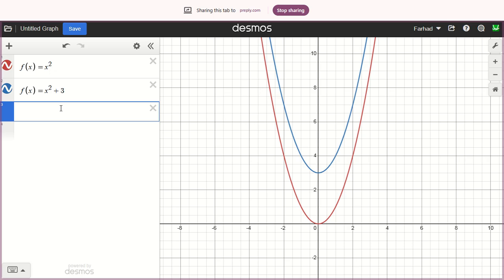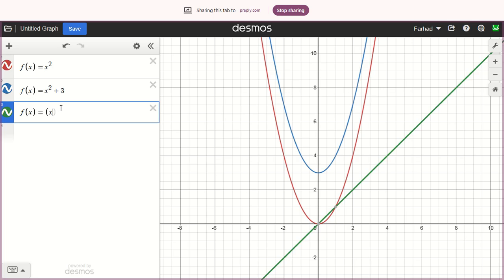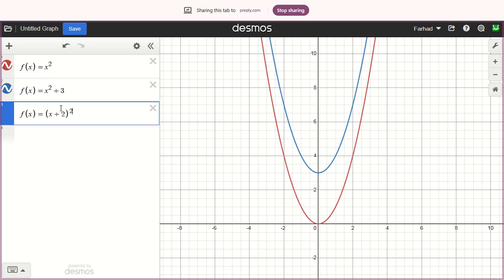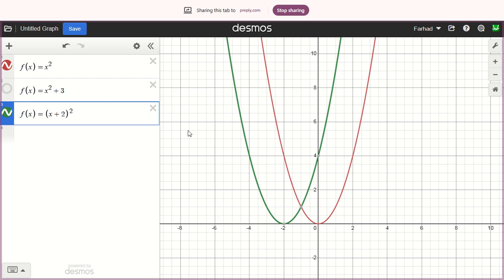here, if I add f of x equals x plus 2 square, then what is the basic difference with the main function? I have added 2 with the x, then take square on the whole term, right? So it moves left side 2 units.